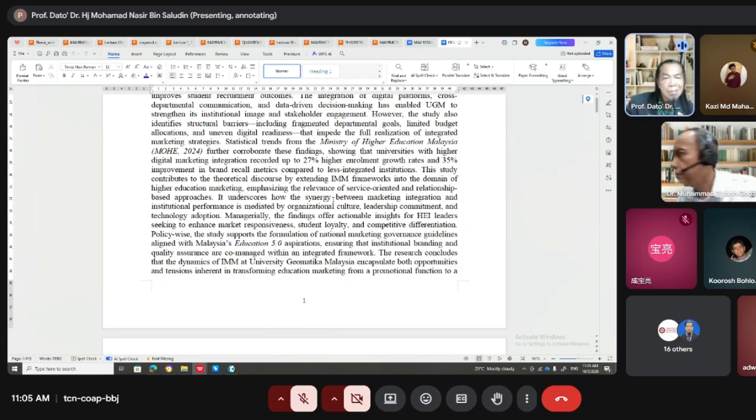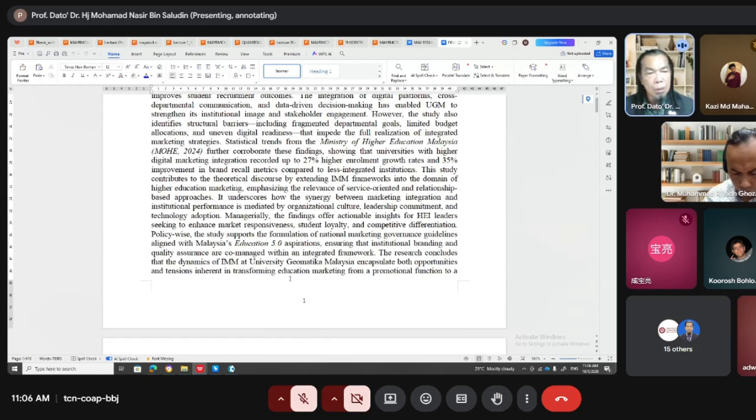It underscores how the synergy between marketing integration and institutional performance is mediated by organizational culture, leadership commitment, and technology adoption. Managerially, the findings offer actionable insights for higher education institution leaders seeking to enhance market responsiveness, student loyalty, and competitive differentiation. Policy-wise, the study supports the formulation of the National Marketing Governance Guideline aligned with the Malaysian Education 5.0 aspiration, ensuring that institutional branding and quality assurance can be co-managed within an integrated framework.